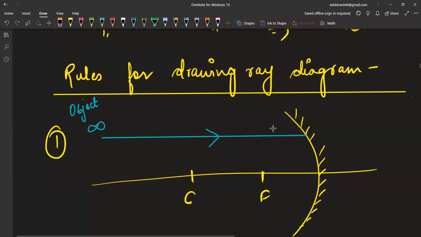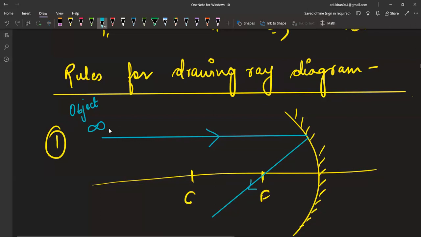Now, the first rule for drawing ray diagrams says that these rays have to be parallel to the principal axis and coming from infinity. These are the two points, right? If this occurs, then the ray of light, after obeying the laws of reflection, passes through the focus. Like this. This is the first rule.